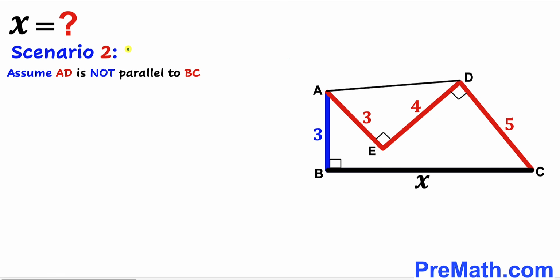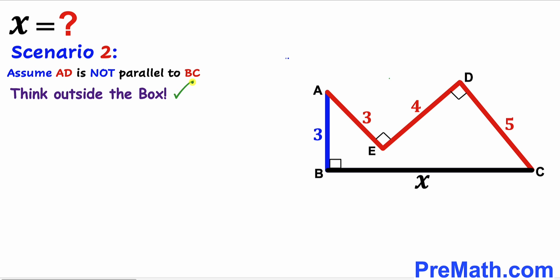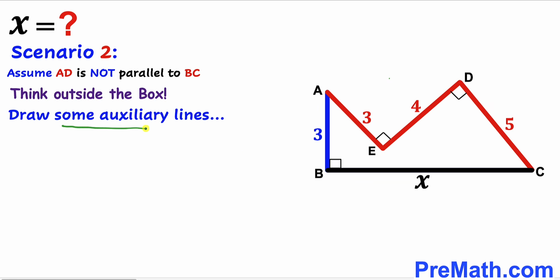And here's our scenario 2. Now we are going to assume that AD is not parallel to side BC. So we are going to disregard this side AD, and we are going to think outside the box to make our job simple. We are going to draw some auxiliary lines.